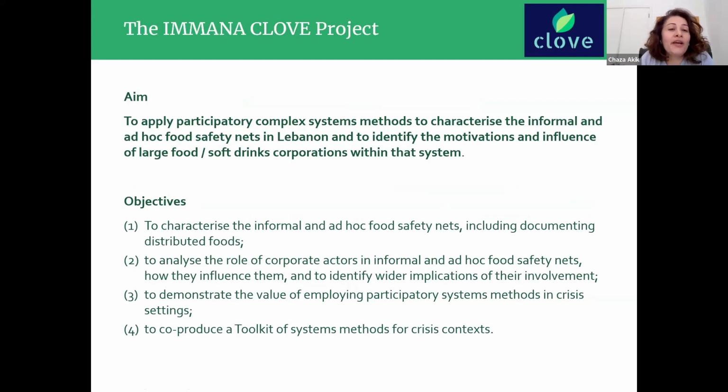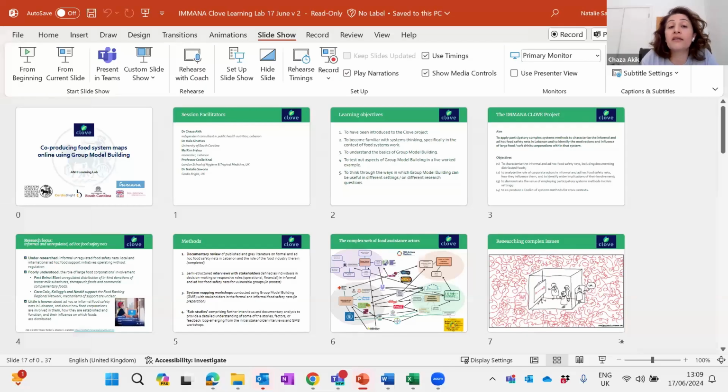So very quickly, we're going to discuss the Imana CLOVE project. So I'm going to present that to you quite briefly. So the aim of our project is to apply participatory complex systems methods to characterize the informal and ad hoc food safety nets in Lebanon, and to identify the motivations and influence of large food and soft drinks corporations within that system. To answer that aim, we have 4 objectives, the first of which is to characterize the informal and ad hoc food safety nets, including documenting the distributed foods.